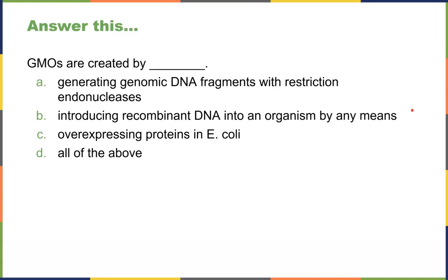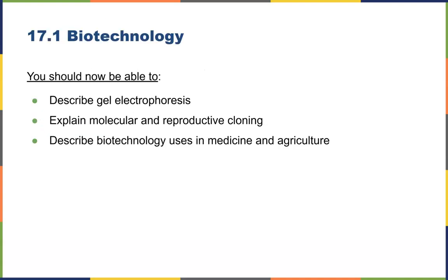So GMOs, answer that. GMOs are created by what? Generating genomic DNA fragments with restriction endonucleases, introducing recombinant DNA into an organism, overexpressing proteins in E. coli, or all the above. So your answer should be B in that case.